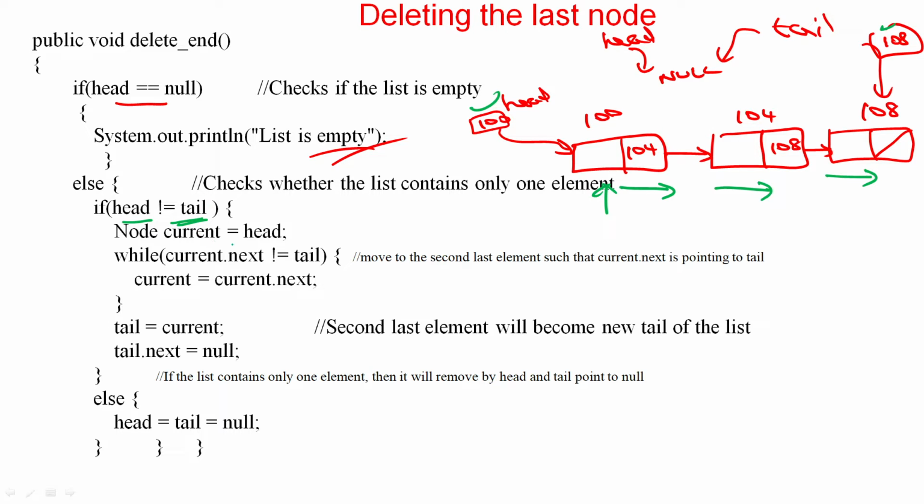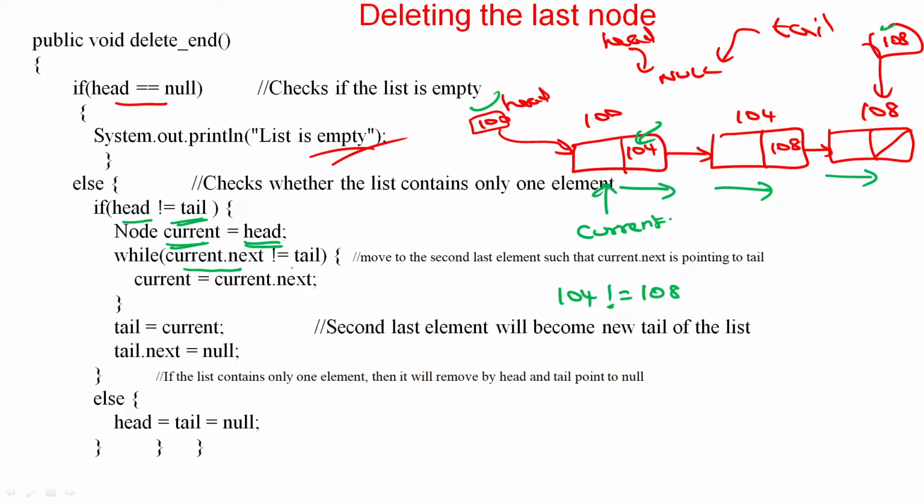If the condition is true, head is assigned to the new variable current. Then we check current dot next not equal to tail. Tail is 108. Current dot next is 104. This is the current dot next. 104 not equal to 108.